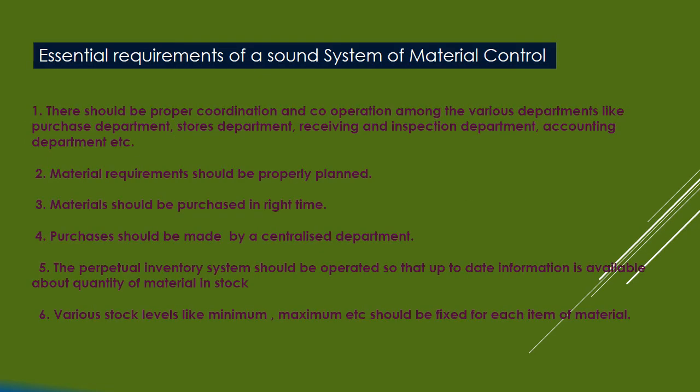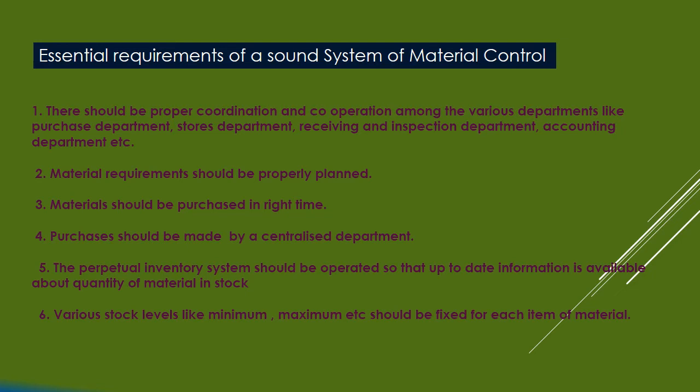Essential requirements of a sound system of material control. There should be proper coordination and cooperation among the various departments like purchase department, stores department, receiving and inspection department, accounting department, etc. Many departments are involved in the process of purchase. So, if there is proper coordination and cooperation only, a sound system of material control can be implemented.